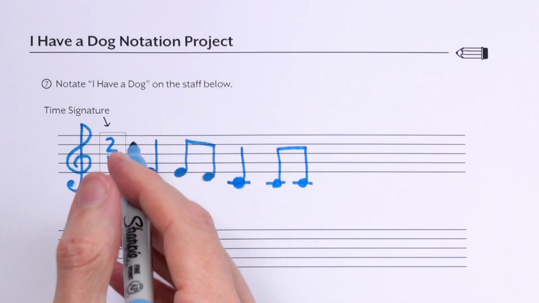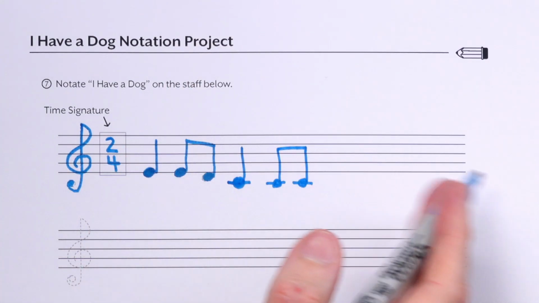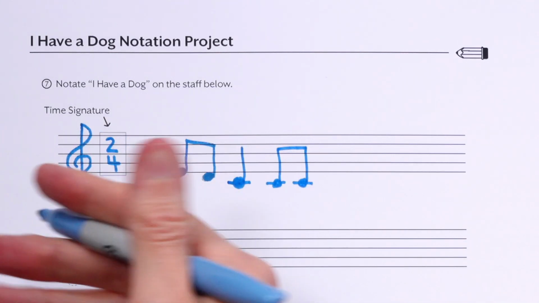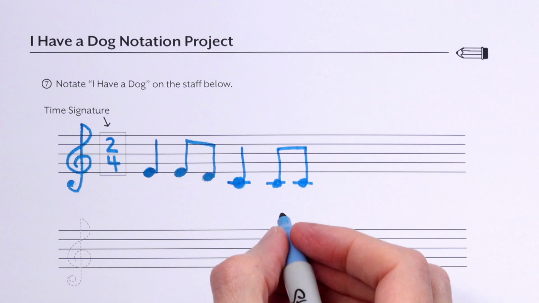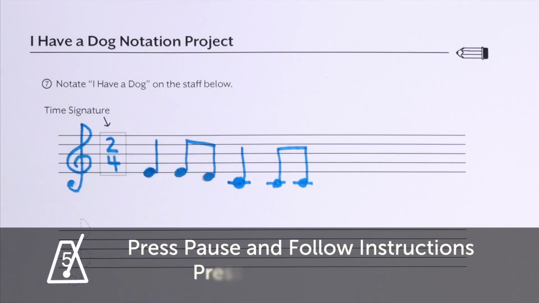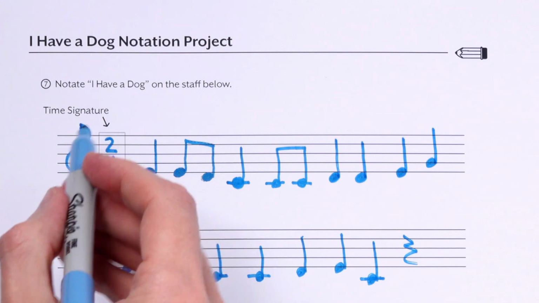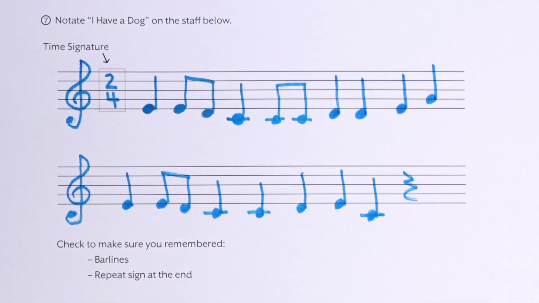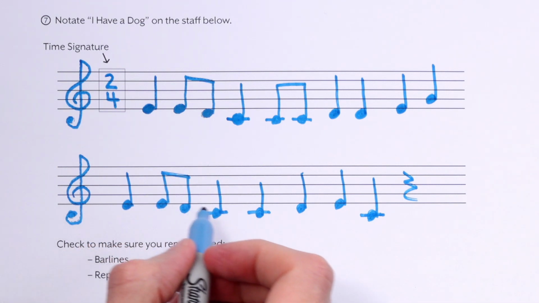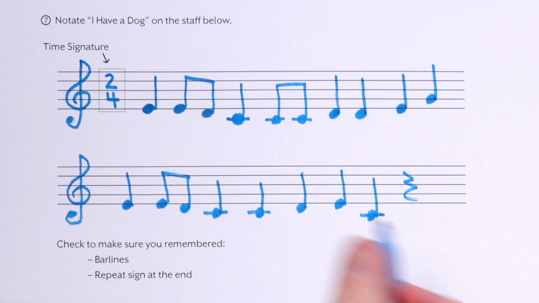Now, I'd like you to pause the video and see if you can figure out the rest. Remember to use a pencil, and then when you're ready, press play, and I'll show you how it should look. Here's what your notation should look like. Take a moment to check your sheet music to make sure it matches. Pause the video if you need some extra time to check.